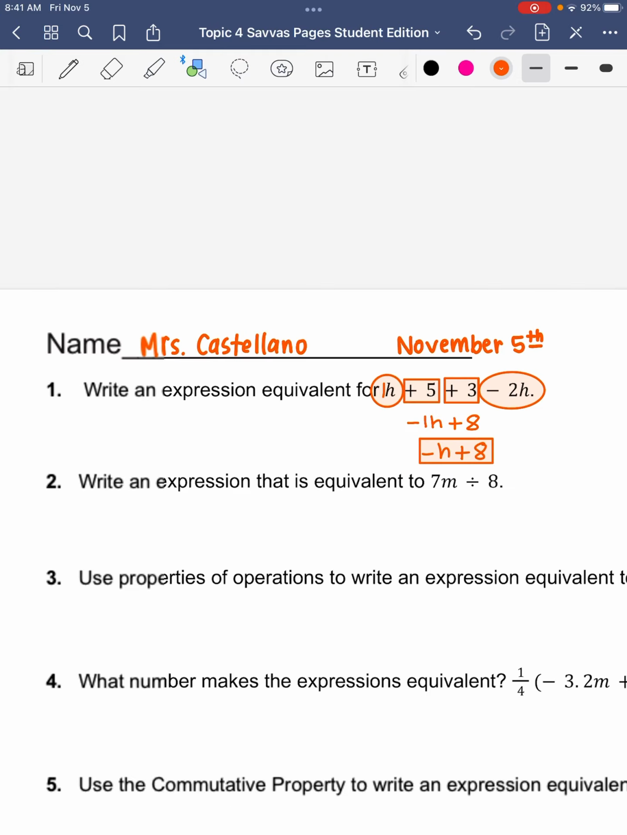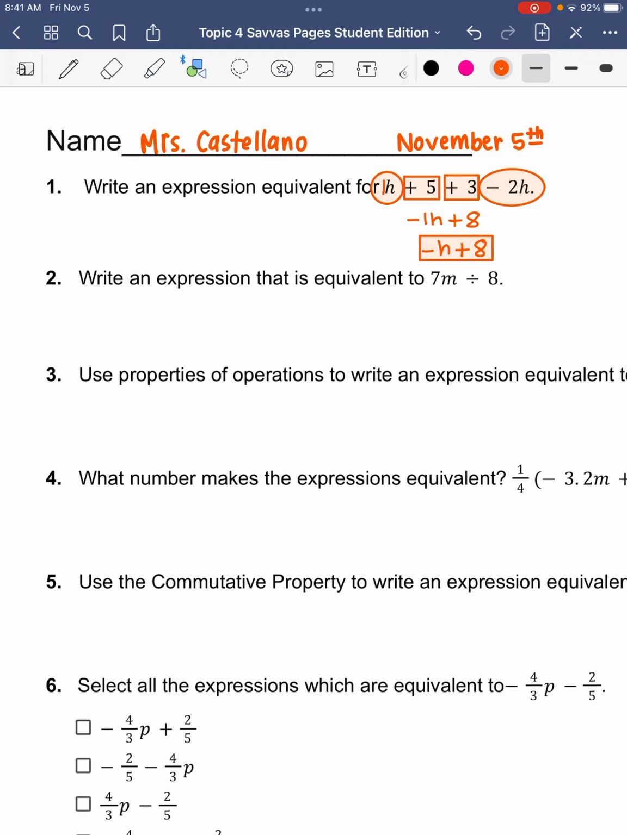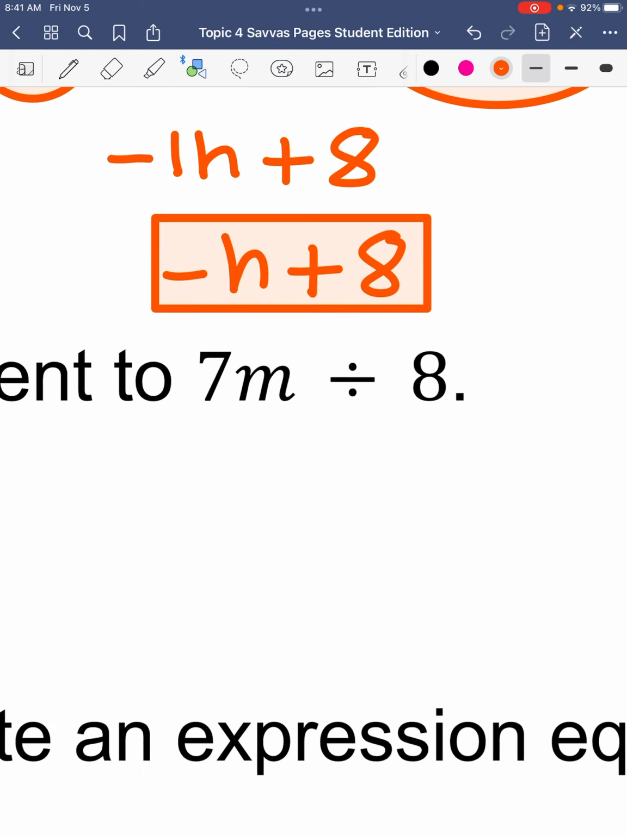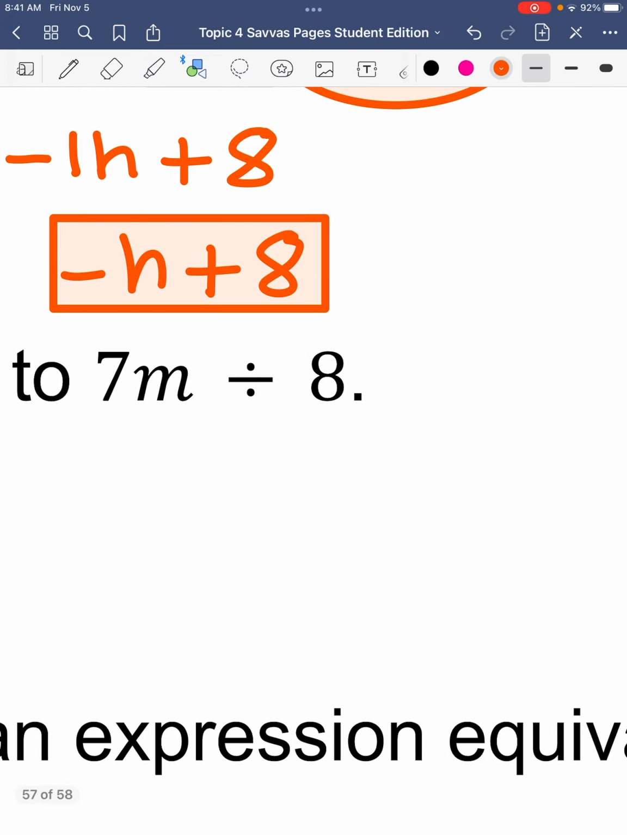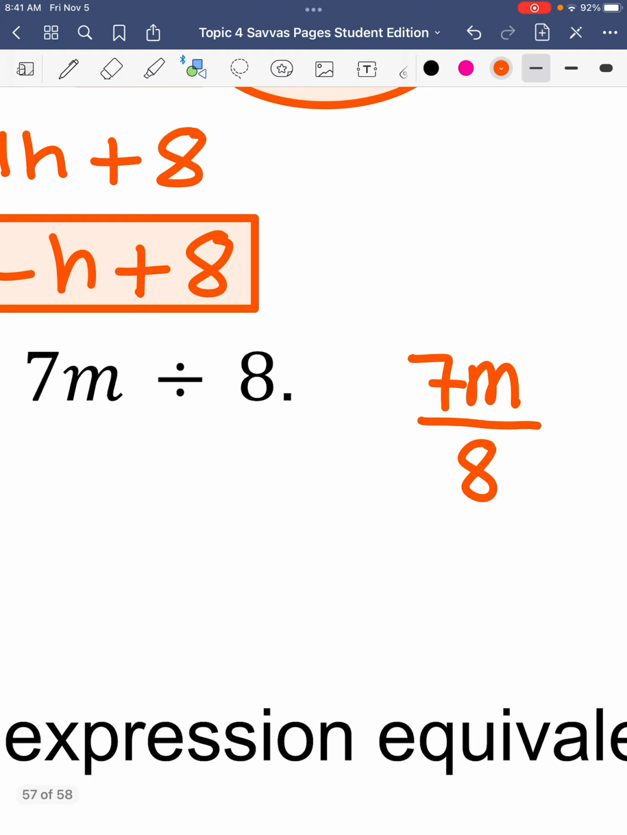Okay, moving on to number 2, write an expression that is equivalent to 7m divided by 8. Well, remember, we talked about this the other day. Anytime you see division, you can represent that in a fraction form because the fraction bar represents division. So I'm just going to rewrite this right here as 7m over 8. And that right there is my answer.